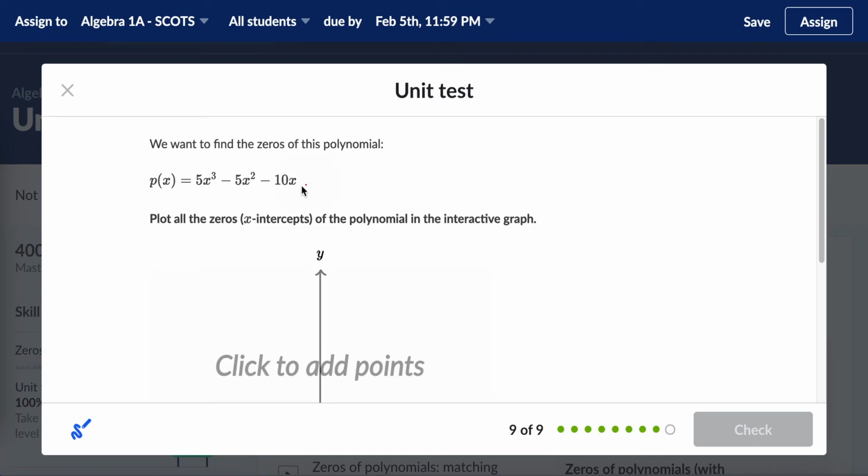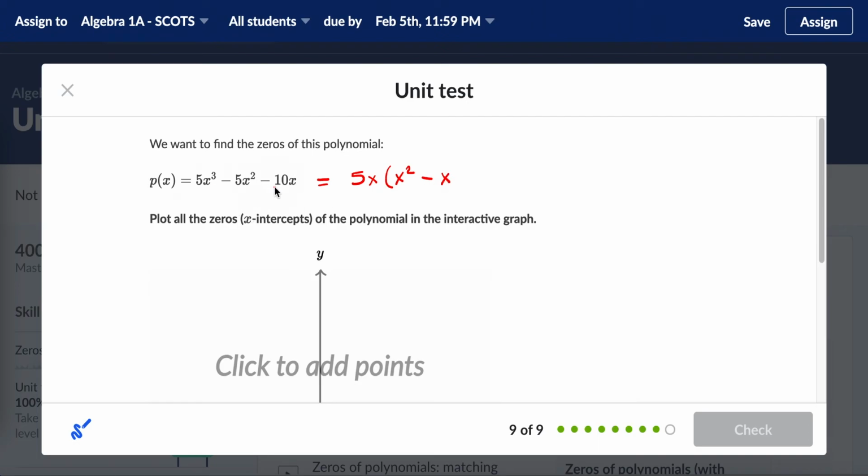So what we're going to do here is factor out this 5x. We're going to factor out any common factor that we have first. So the greatest common factor is what we're factoring out first. So we now have 5x. 5x cubed divided by 5x is x squared. Negative 5x squared divided by 5x is negative x.